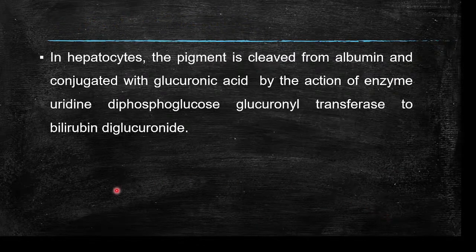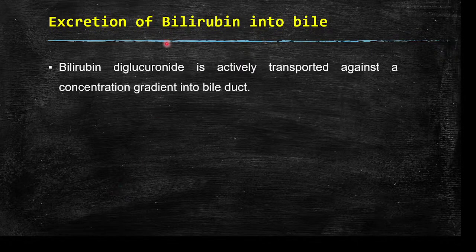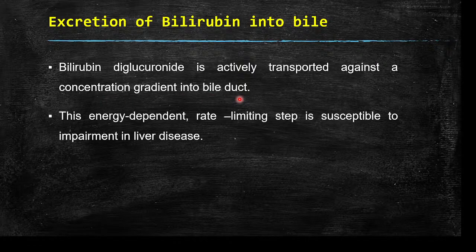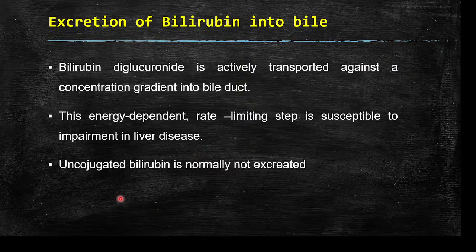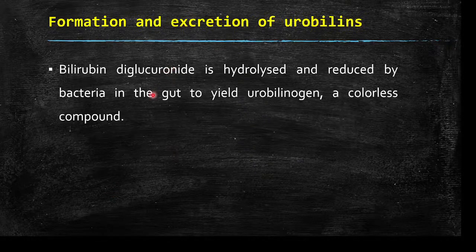diglucuronide. Further, bilirubin diglucuronide is actively transported against a concentration gradient. That is, it requires energy for the transport into the bile duct. So the energy dependent rate limiting step is susceptible to impairment in liver disease. Unconjugated bilirubin is normally not excreted, only conjugated bilirubin is excreted.